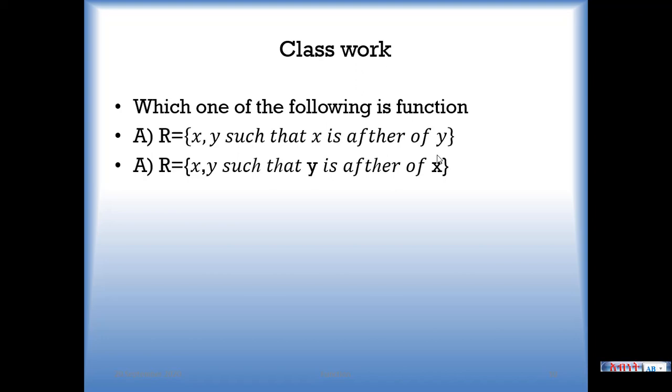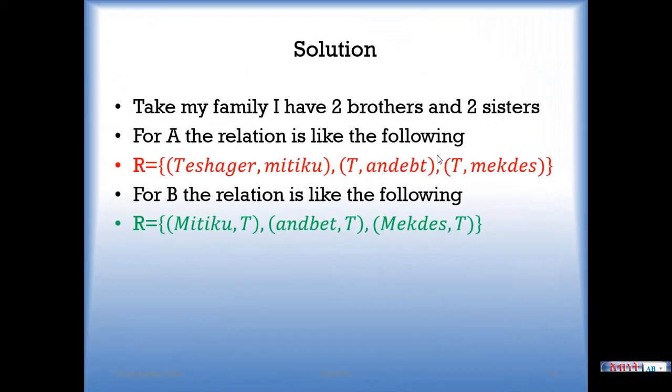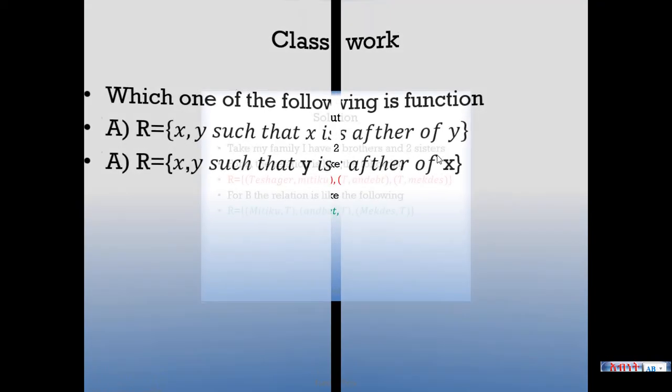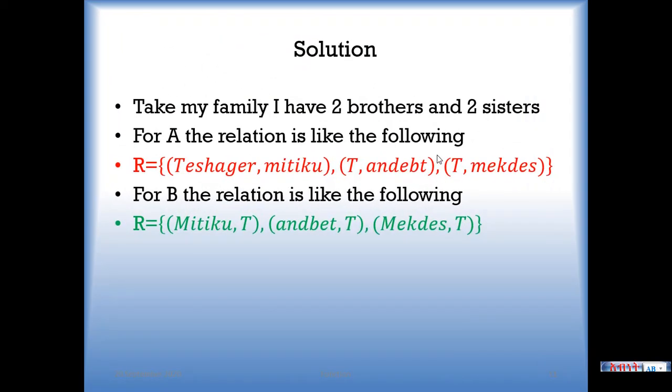So in order to make it clear, let me take my family. By the way, I have 2 brothers and 2 sisters. For example, for A, the relation is like this. My father is Tashagar. Therefore, it says, remember, X is father of Y. X is a father of Y. So in place of X, we will put our fathers.